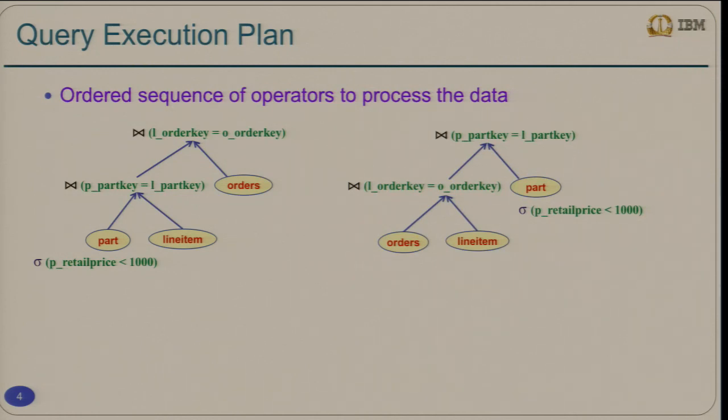But this is not the only way you can execute this query. There's another way, right? Instead of joining the select output of the parts with line item, you could join the orders and the line item tables, and then join that with the output of the select operation from the parts table. Okay.